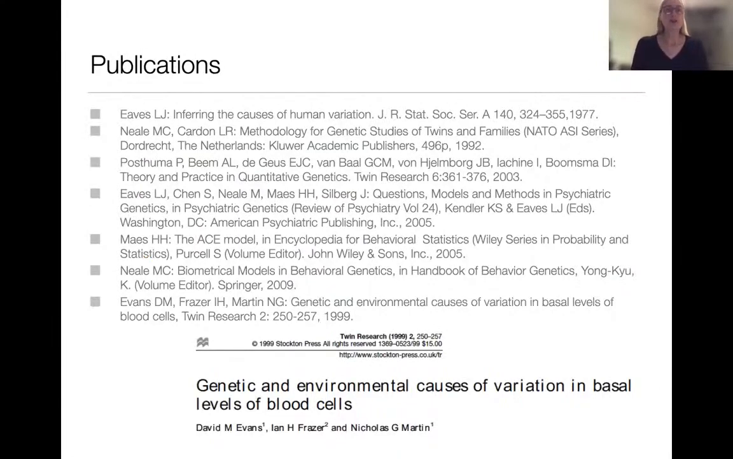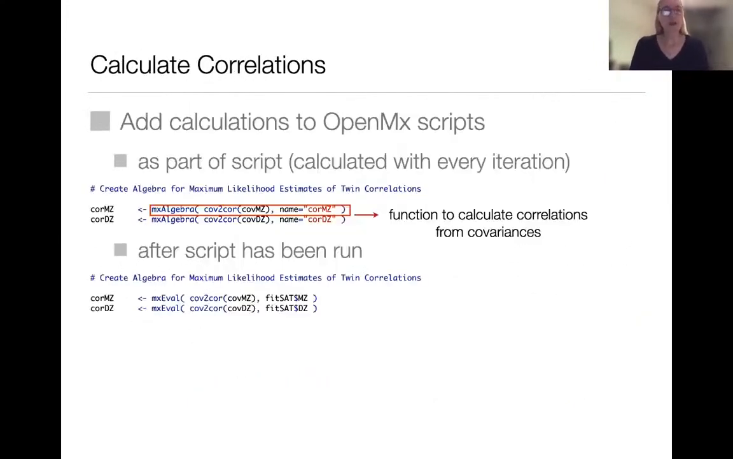I provided here some basic publications that might provide a nice background to these types of models. And also one quick way to see how you can add calculations after the script has been run rather than as part of the script, to save a little bit of computer time. This is done basically to estimate correlations. Again, this is the end of this presentation. Thank you.